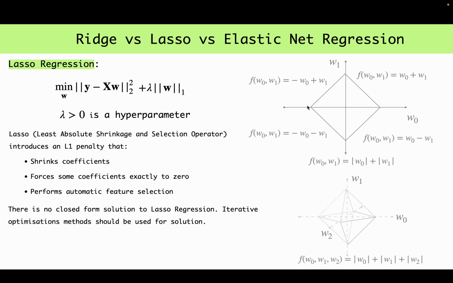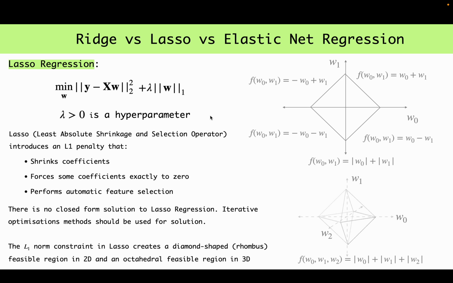Here we have a diamond shape, and we have an octahedron kind of shape for a 3-dimensional W vector. When you go to higher dimensions, you will have hyper-diamond kind of shapes which constrain the weight vector. So this is Lasso regression, where we are using the L1 norm as a regularizer. And so that's what I have been saying. In 2D we have a diamond-shaped constraint, and in 3D we have an octahedron as the feasible region.